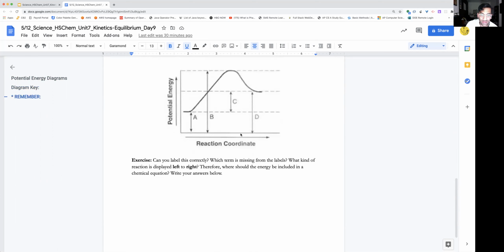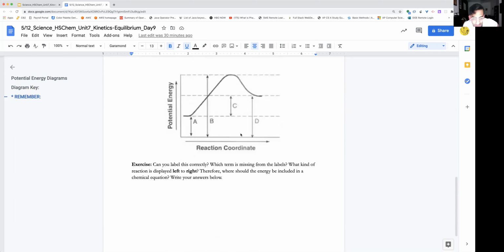Okay. And so my final task for you in this video is, can you label this correctly? Okay. And also, which term is missing from the labels? I'm just going to give you a few hints. We have A and D marking the beginning and end. And I'm not going to tell you which one the beginning is and which one the end is. Depends on which direction you're reading this diagram in, from left to right or right to left.